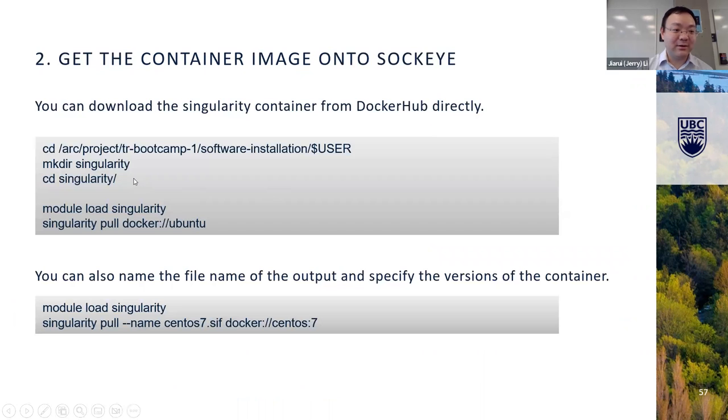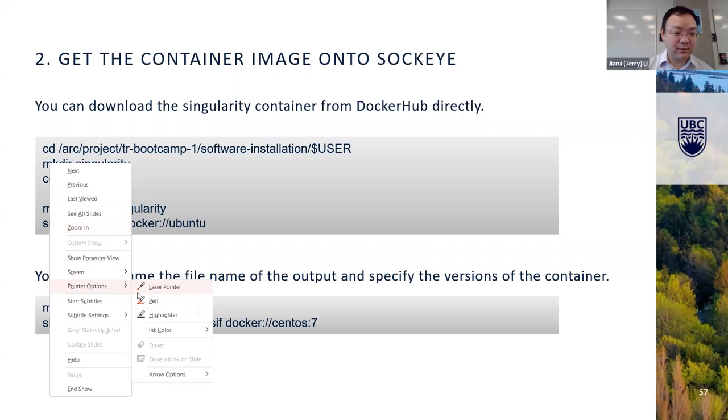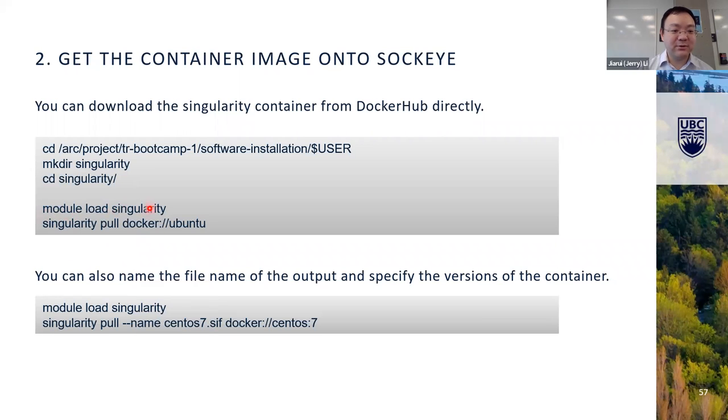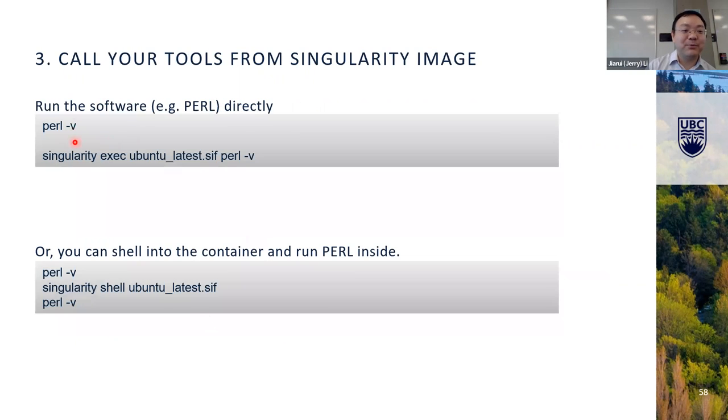So for example, here, if you do module load Singularity, you can pull the Ubuntu container from Docker Hub. And you can also pull CentOS 7 from Docker and write it into the local directory. And after you pull it, you can run the program by singularity exec, with the file you just pulled from Docker, followed by the program you want to run. For example, in this case, it's Perl.